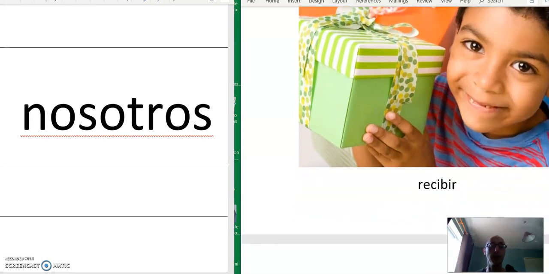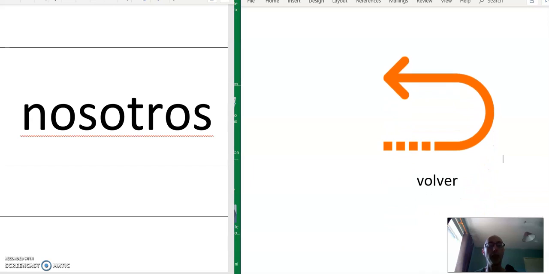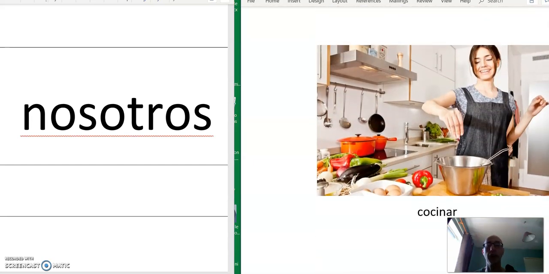We received. ¿Cómo se dice? Nosotros recibimos. We returned. ¿Cómo se dice? Nosotros volvimos. And we cooked. ¿Cómo se dice? Nosotros cocinamos. We'll do one more little bit of practice.